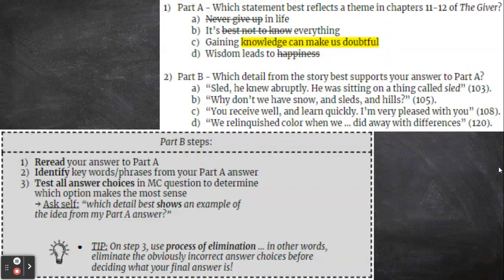Now you see I highlighted the words knowledgeable and doubtful in my part A answer. So for part B, I'm looking for any evidence that shows Jonas becoming knowledgeable and doubtful. Now, there's a lot of good options there in that part B question, and they all show him becoming knowledgeable, really, but the only one that shows him becoming doubtful or questioning is B. That's the answer.